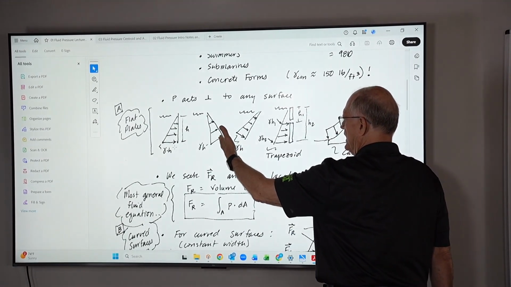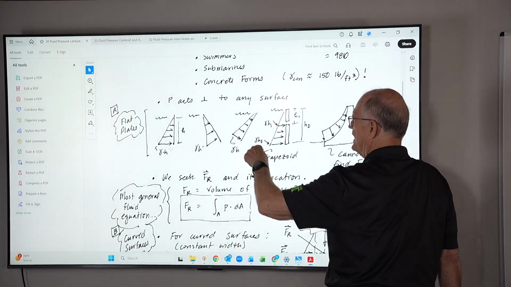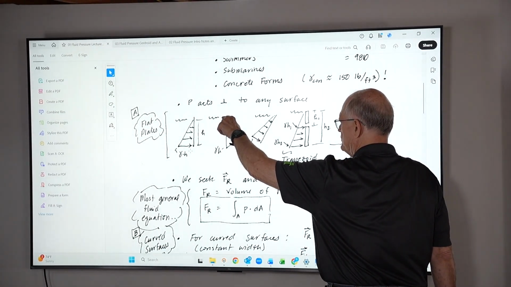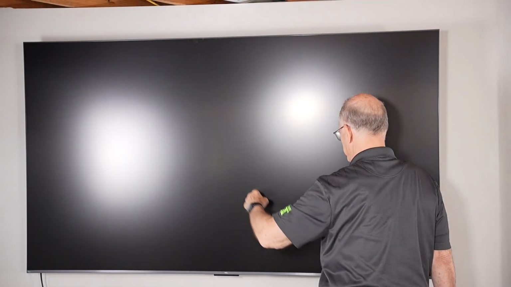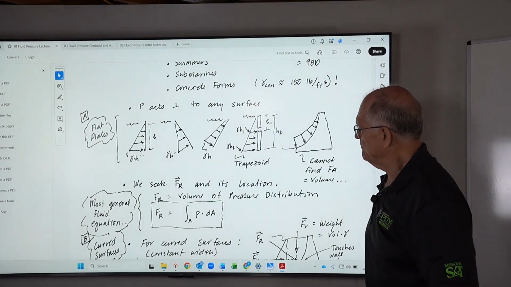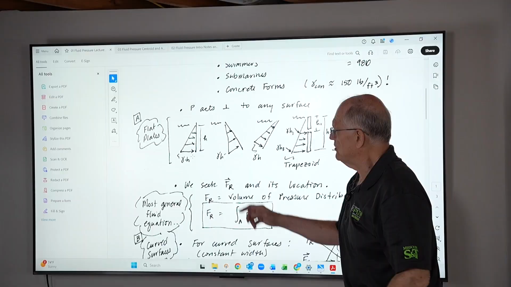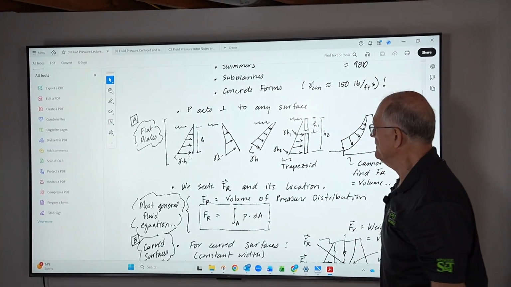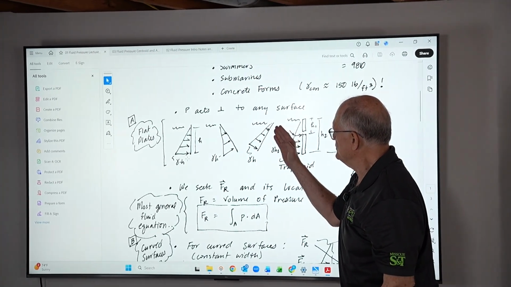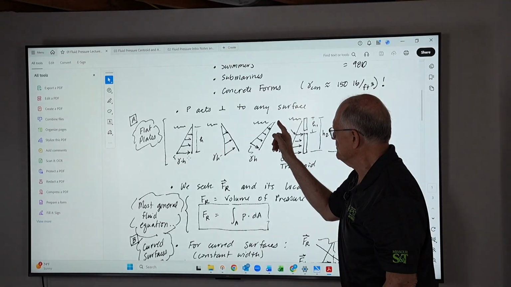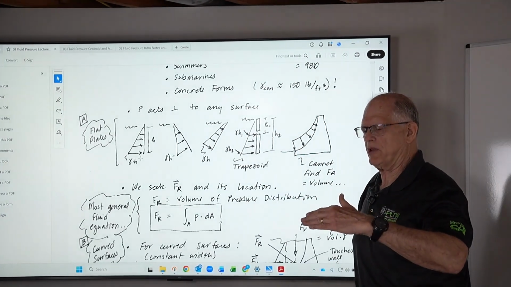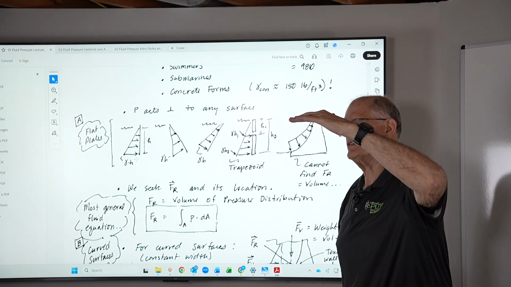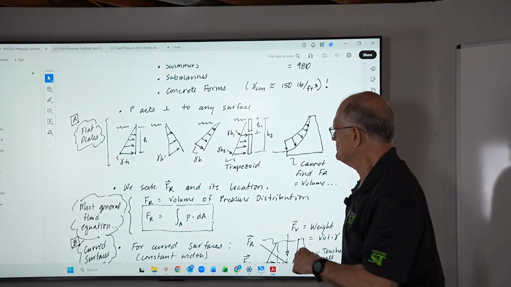Here's another flat plate, constant width. Again, it comes up to a free surface, so the pressure is 0 there. The pressure here is gamma h, again, it acts perpendicular to that plate, but it's a triangle because it comes up to a free surface. Same with this guy. This is a flat plate, comes up to a free surface, the pressure is 0 there, gamma h here, so it's a triangle. So if a plate comes all the way up to the surface, the pressure at the top is 0.